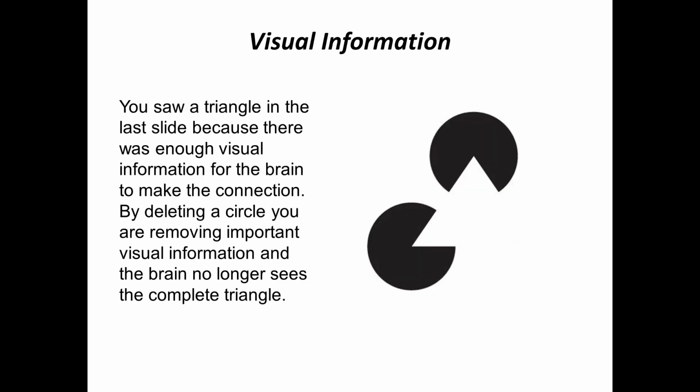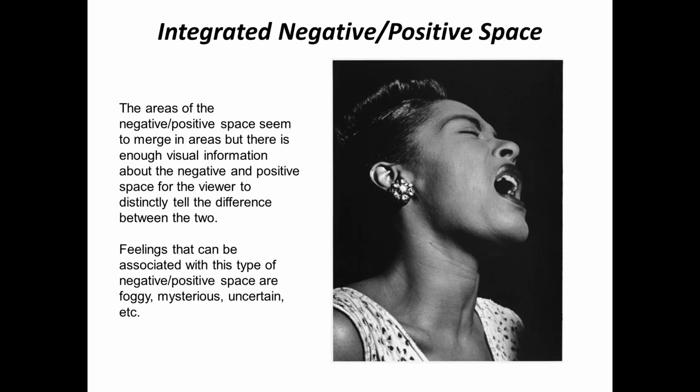But when we remove one of the circles, an important part of the visual information is gone, making it so that the viewer can no longer see that triangle. So this is an example of what happens when there isn't enough visual information. So let's look at integrated negative positive space. Integrated is parts of something are merging. So parts of the background or the negative space seem to be merging into the positive space, but we have enough visual information to still understand what's going on in the design.